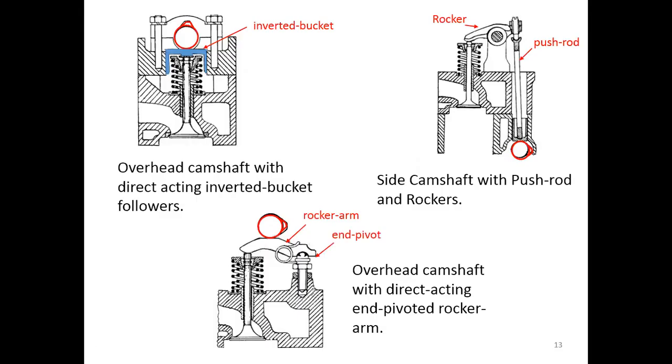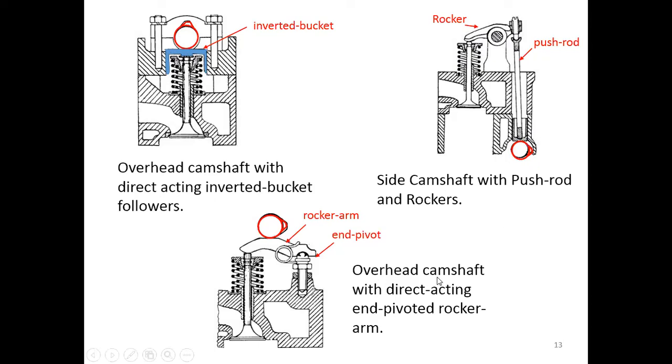Okay, and here I show you the configurations of the valve mechanism. This is called the inverted bucket. You have a cam here. This is called the overhead camshaft with direct acting inverted bucket follower. So instead of having direct contact here, they have an inverted bucket here. This is a side camshaft with the push rod and the rocker arm. You have the push rod here on the side, you have a rocker arm here that makes contact with the valve, and the camshaft is down here.